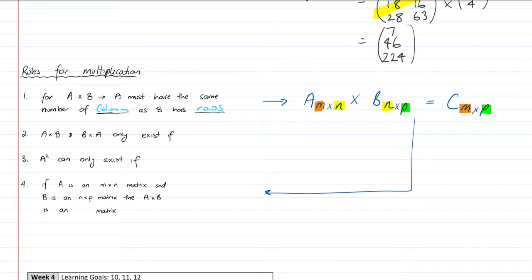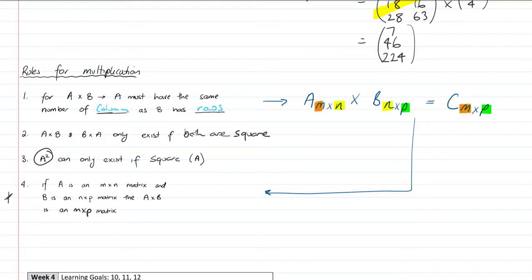A times b and b times a only exist if they're both square. If they're not both square, well then you might have a times b, but then you definitely won't have b times a. And you can have a think about that if you want. A squared, we haven't quite got to a squared yet, but a squared only exists if it's a square matrix as well. Otherwise you will not have a dimension matching. If a is a square matrix, I should have written. And if a is an m by n matrix and b is an n by p matrix, then a times b is an m by p matrix.